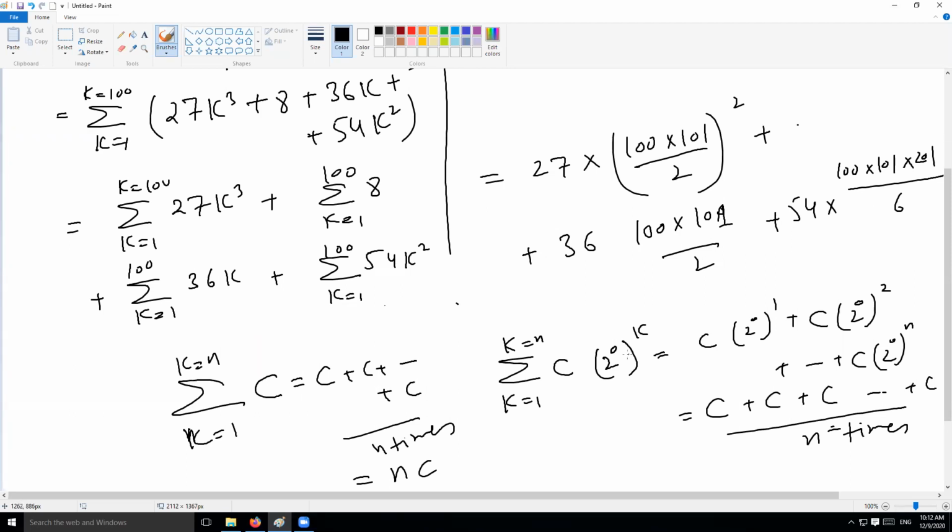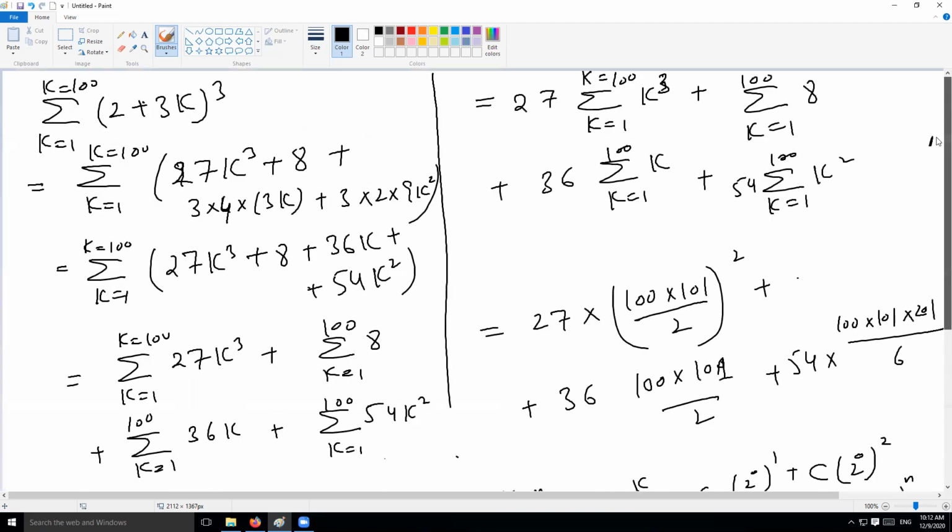Now, can you tell me what would be this sum, where I am summing the number 8 from k equal to 1 to 100? Sir, 800. Exactly. The number 8 is being summed 100 times, so this must be 8 times 100.